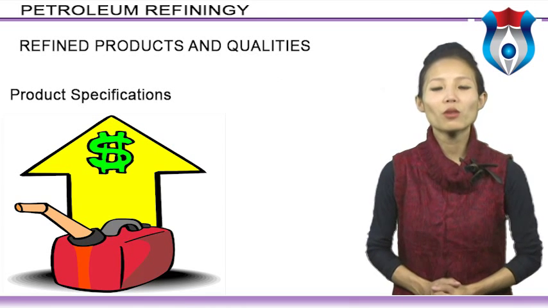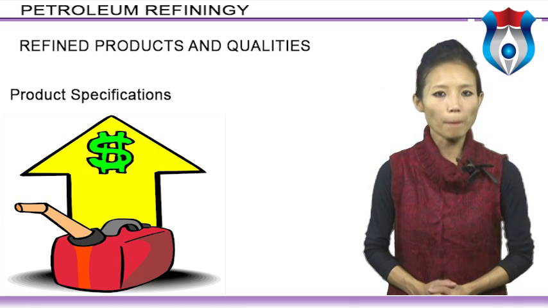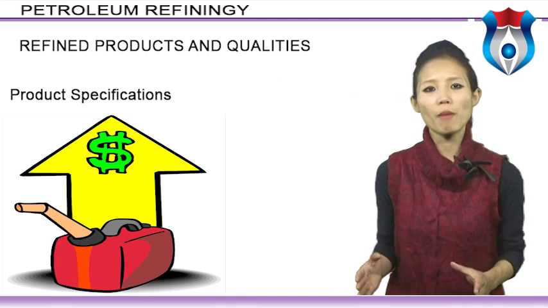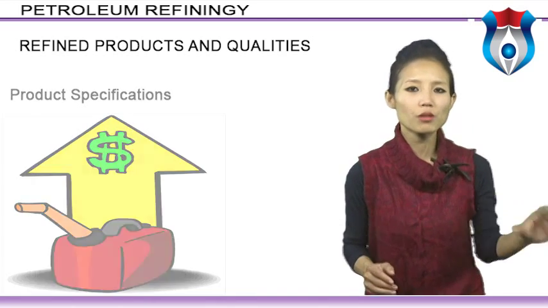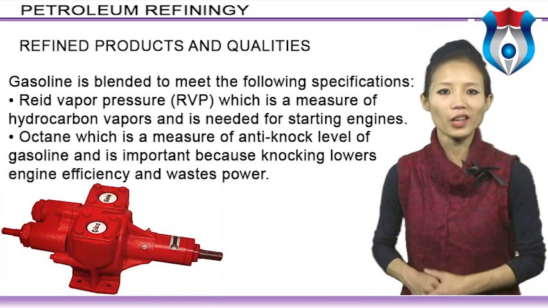The average is the road octane, or R plus M by 2, which is posted on the pump. Some of us may remember when gasoline was sold with a research number. Gasoline is blended to meet the following specifications.